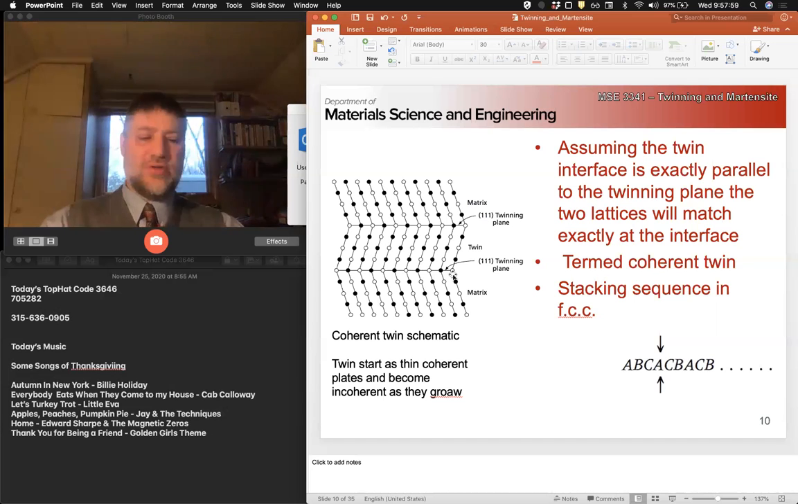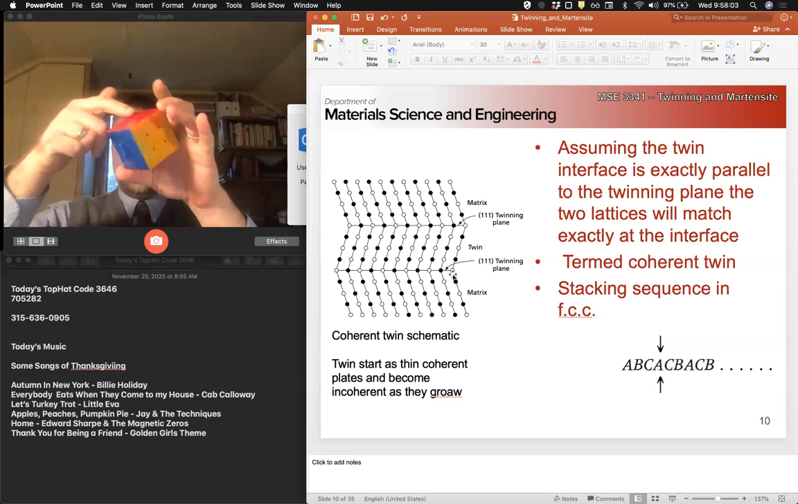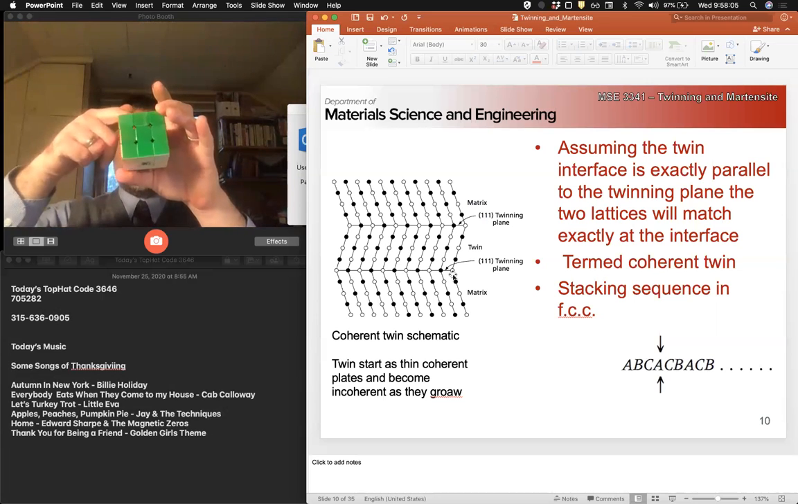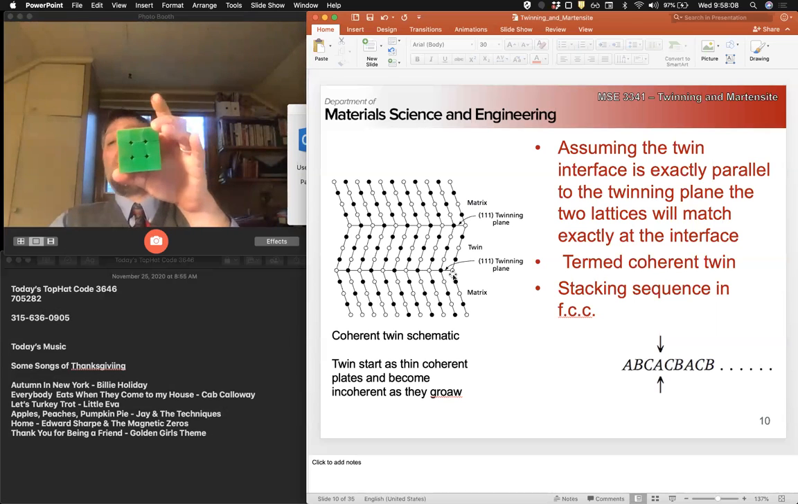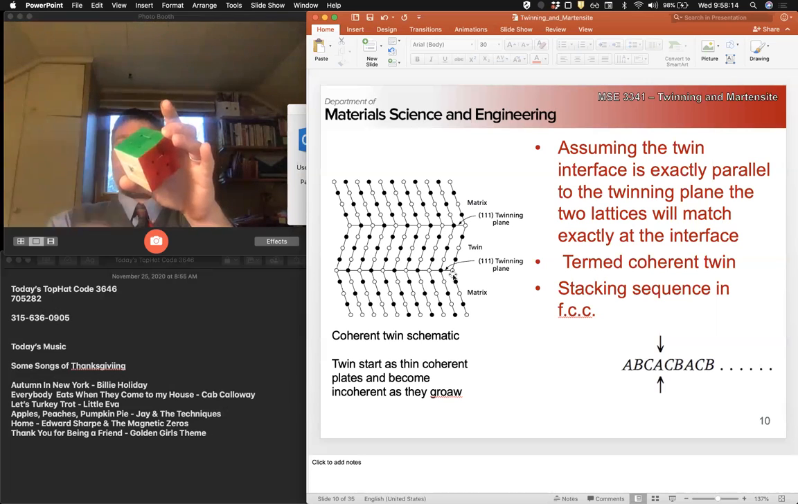This cube's too loose. So 120, 120, back to green. Okay. A twin is 60 degrees about the 111 axis. So that's the crystallographic relationship between twins, cubic twins.